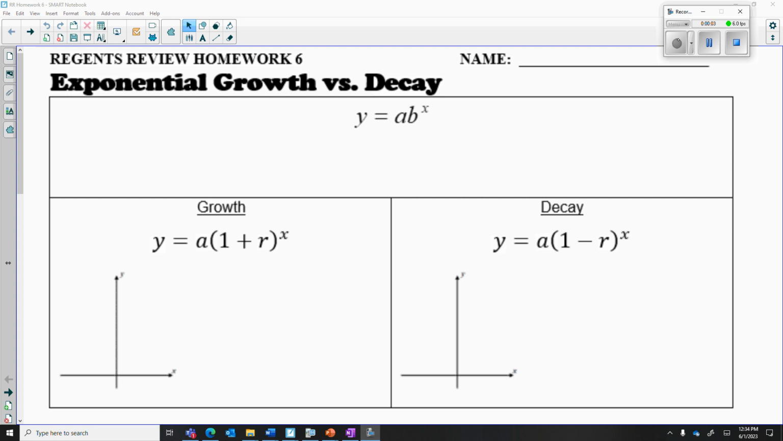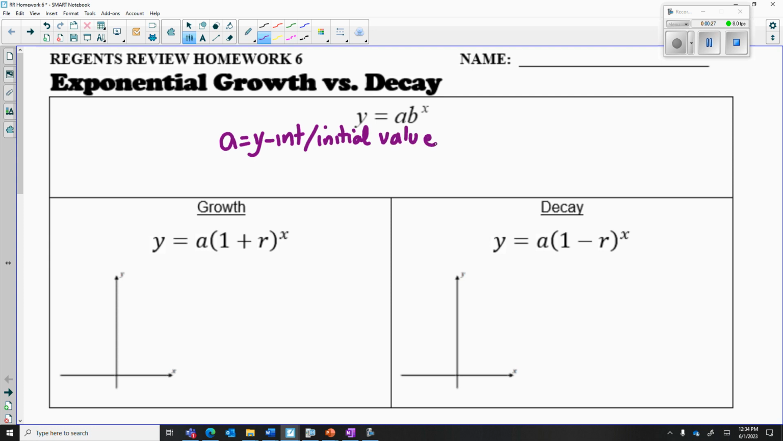Hi everyone, in this video we're going to talk about the basic formulas we need to know for exponential functions. So let's start with the basics, exponential growth and decay. Any exponential function is in the general format y equals ab to the x, where a represents the y-intercept or the initial value, and b represents what we call the growth factor, or decay factor if it's decaying.